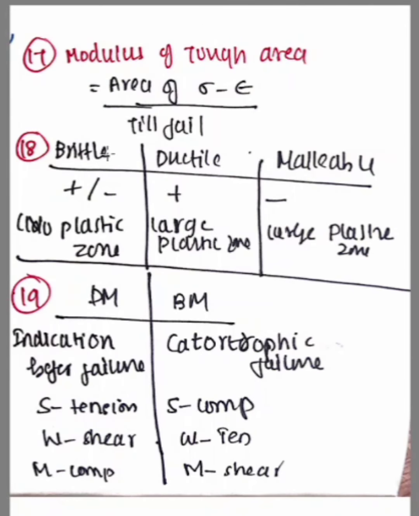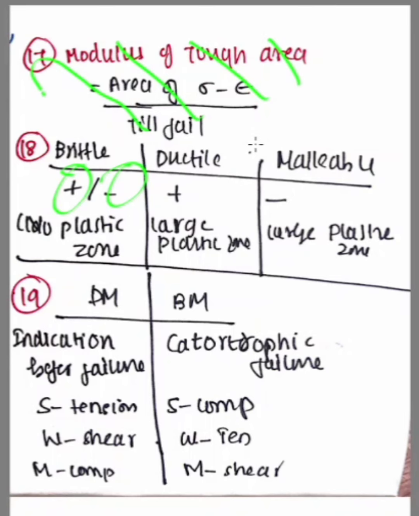Next, this is also not needed. Okay, and for brittle, ductile and malleable: for brittle, it will be compressive or tensile. That is, the meaning of this plus and minus is that it can be compressive or tensile. And for ductile it is compressive, and for malleable it is tensile.